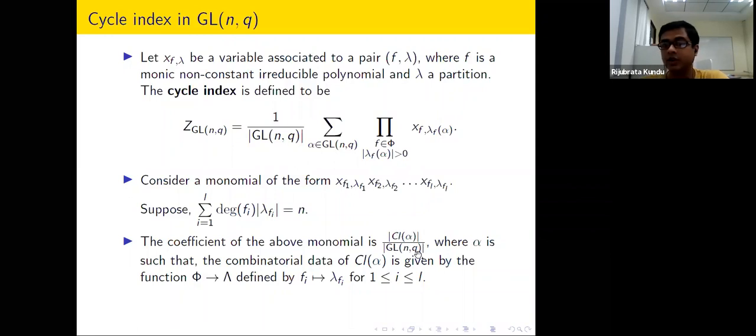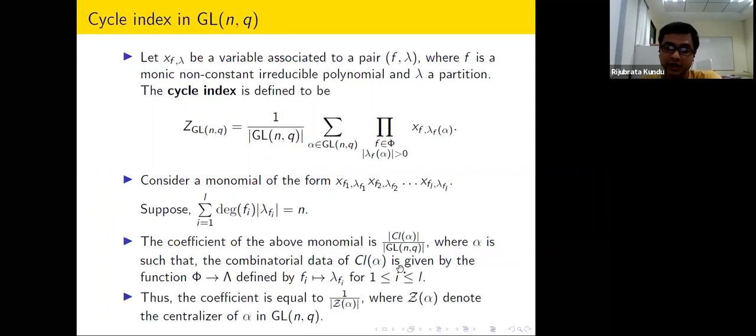Then you see that the coefficient of such a monomial is the following: the size of the conjugacy class of α divided by the size of the group, which comes from the outside, right? Because if you take conjugate elements here, the product remains the same, because the product only depends on the combinatorial data, and therefore they add up. And they add up as many times as the number of elements in that conjugacy class, right? So this gives you the coefficient, and this particular coefficient is nothing but 1 over the centralizer of α, by the orbit stabilizer theorem, where Z(α) denotes the centralizer of α in GL_N(q).